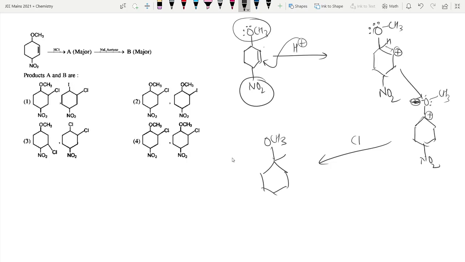OCH3, Cl, NO2. This, but there is no such option here. Wait a minute, this seems like the right steps which I have followed here, because the carbocation can rearrange and it will of course rearrange towards the oxygen so that it can have the plus R effect. It can receive this lone pair from oxygen, but it's not an option.